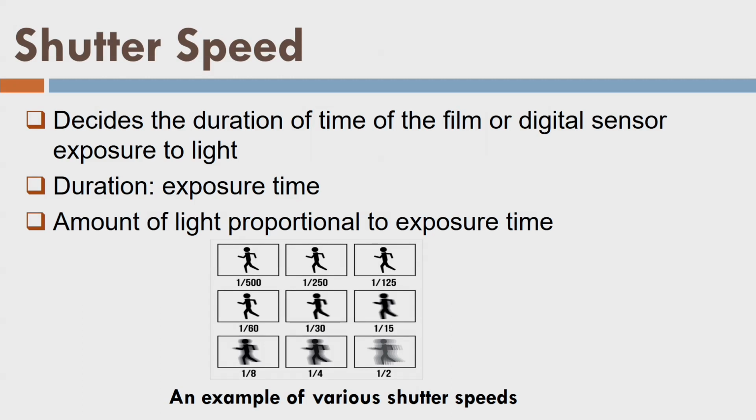So you can see here different shutter speeds. If we have a long exposure time compared to this one, I have a very clear image here because the shutter time is very short, 1/500 second. If we open the shutter and close it for that much time, I get a very crisp image.